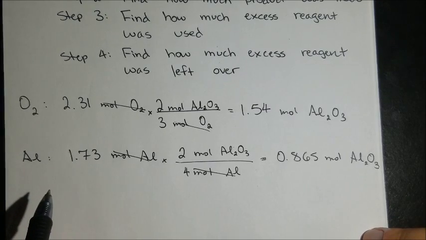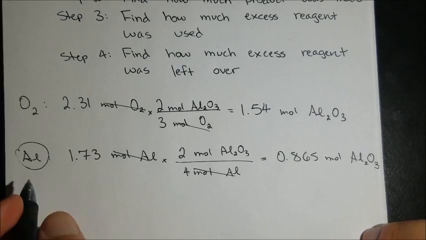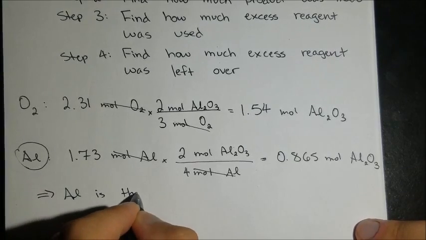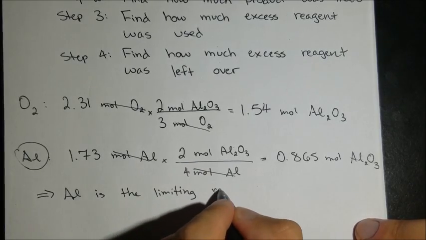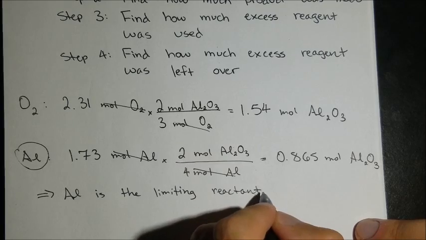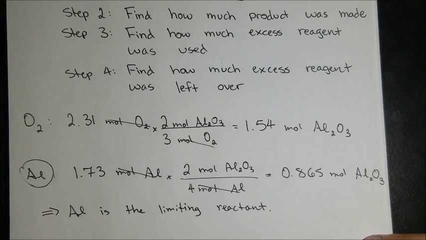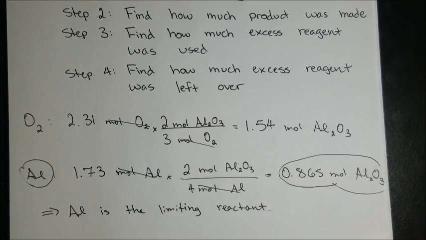Okay, so which one of these did we run out of first? We ran out of the aluminum first. So that tells us that aluminum is the limiting reactant. Okay, so step 1 is done. And then also we've already done step 2. Step 2 was determining how much product we made. Well, there we go. Right there is step 2.